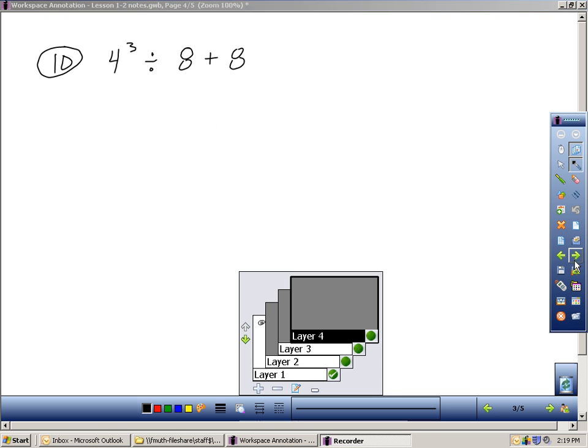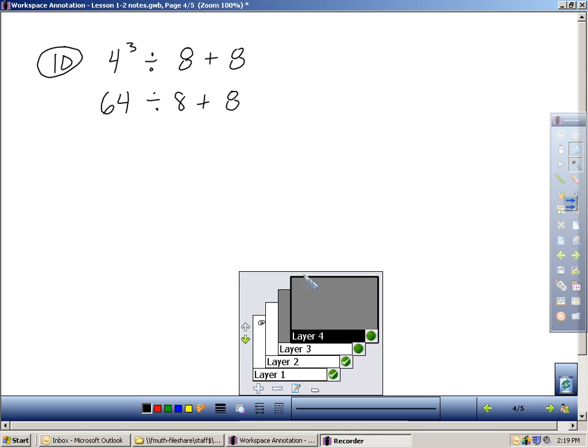Okay? Number 10. I have 4 to the 3rd power divided by 8 plus 8. Well, I got to do it in the proper order. The exponent takes first priority. 4 to the 3rd power, 4 times 4 times 4, that's 64. So I have 64 divided by the 8 plus the 8.